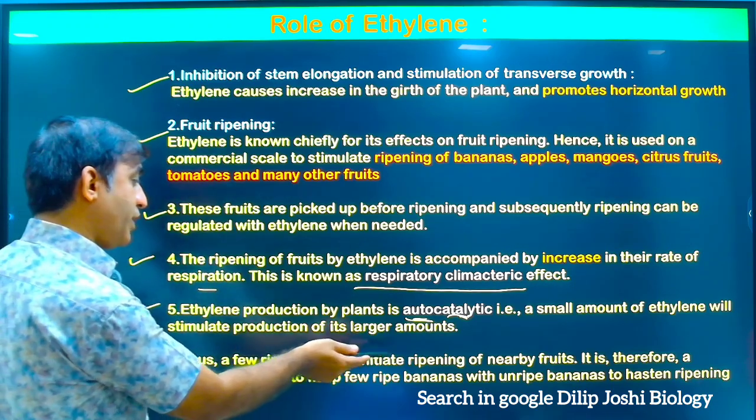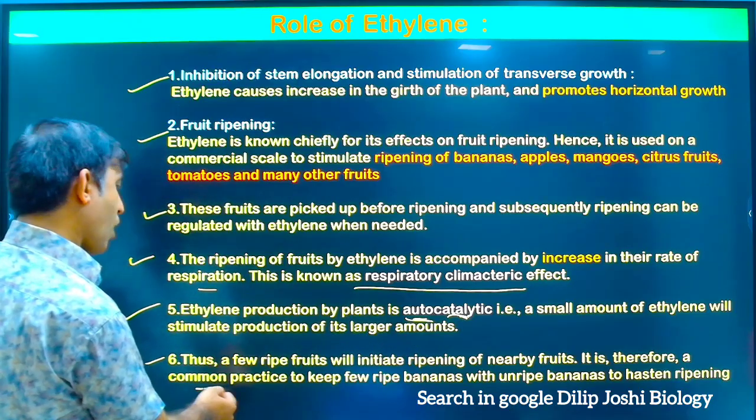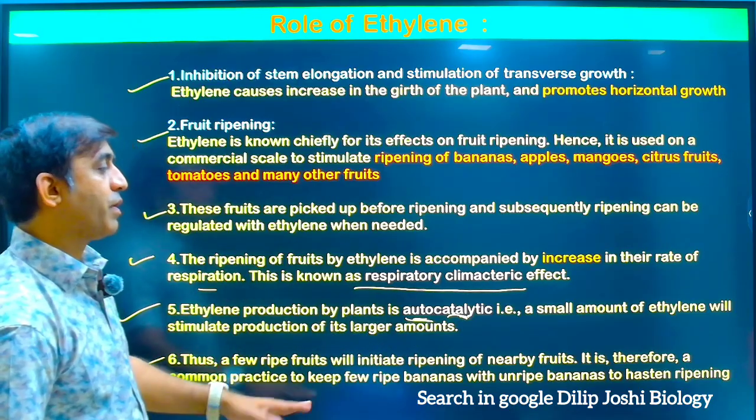Then a few ripe fruits initiate the ripening of nearby fruits. Therefore, a common practice is to keep a few ripe bananas among unripened ones to hasten the ripening.